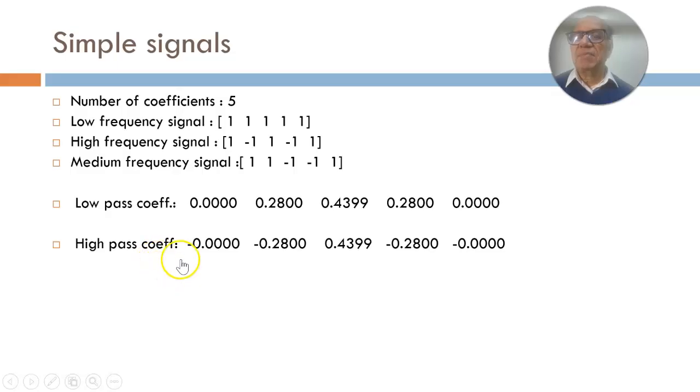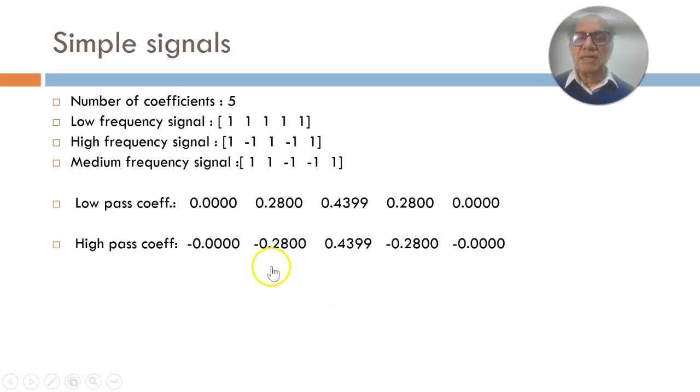Now consider high pass coefficients. So this is 0, now it's minus 0.28. Note that for low pass we had plus 0.28, now it is minus 0.28. Center value remains same and the next value is again minus 0.28. So now what will happen when the high pass coefficients multiply the low frequency signal? 1 into 0 is 0. 1 into this, now this is minus. Okay, so this is becoming minus because the coefficient value is negative, although the signal itself has a positive value. So this will give you positive value, this will give you negative value, and this is 0.